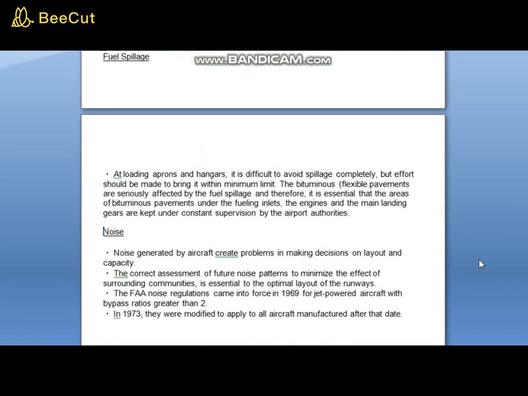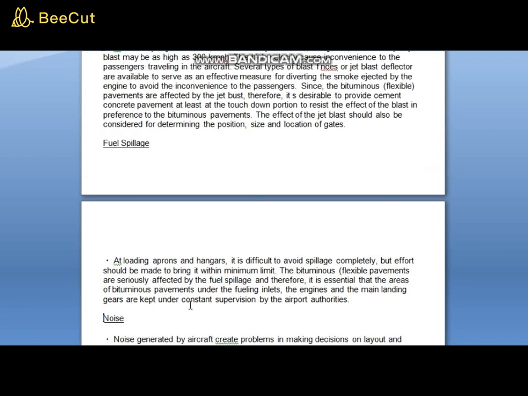Look at noise. What does this noise say? The noise generated by aircraft creates problems in making decisions on layout and capacity. The correct assessment of future noise pattern to minimize the effect on surrounding communities is essential to the optimal layout of runways. The FAA noise regulation came into force in 1969 for jet-powered aircraft with bypass ratio greater than 2. In 1973, it was modified to apply to all aircraft manufactured after that date. Fuel spillage.